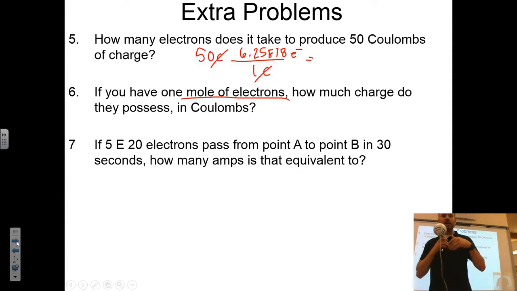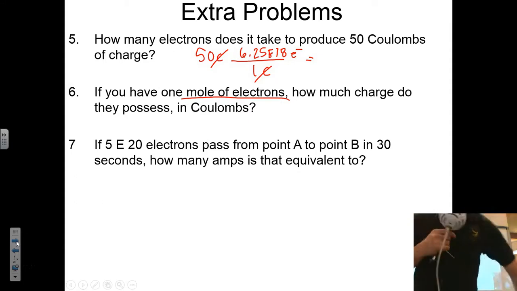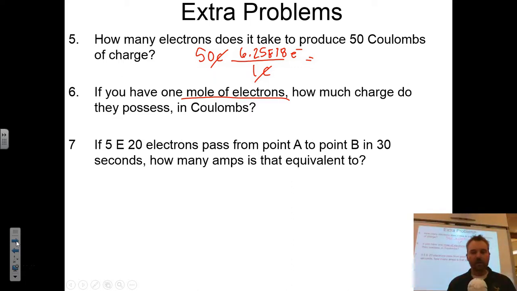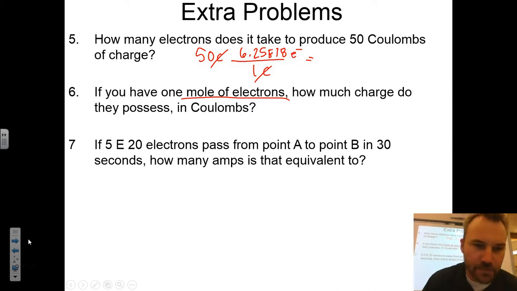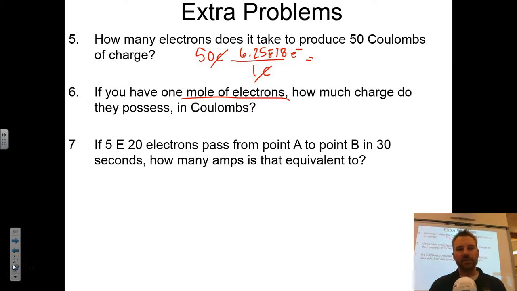How does that work? But this is just an intro. What is an amp? What is a volt? Pressure, an amount, an electron. These are all very simple things that we're talking about in terms of electricity.